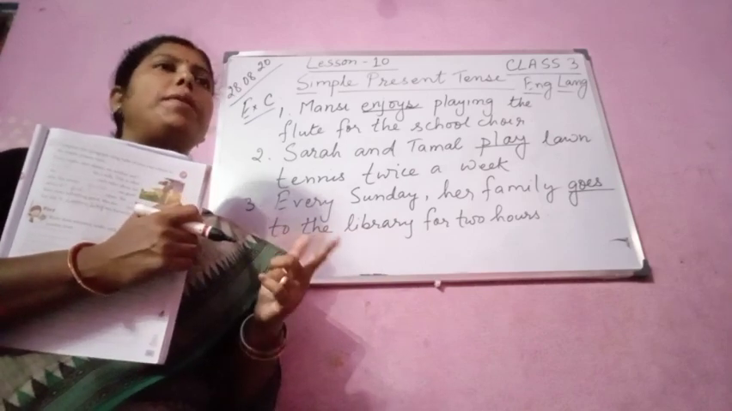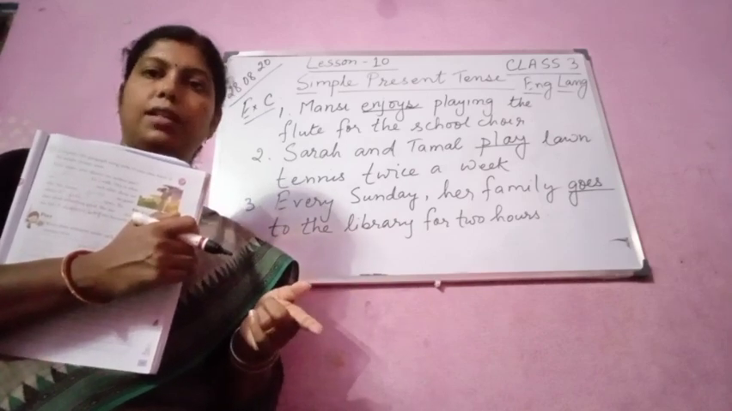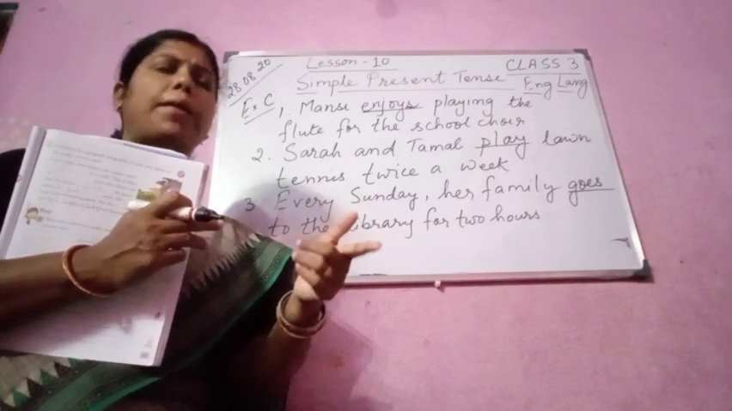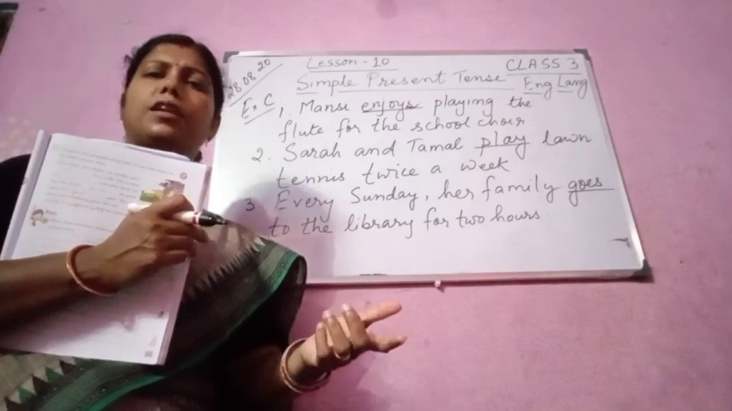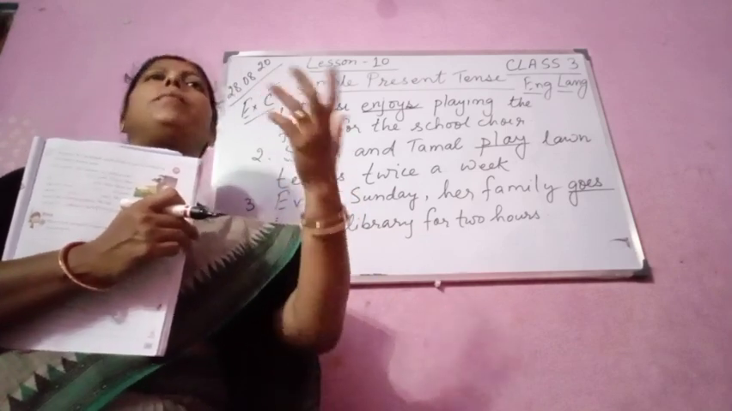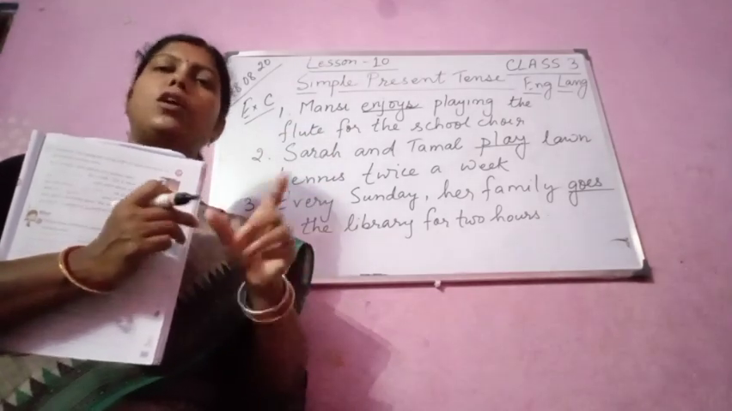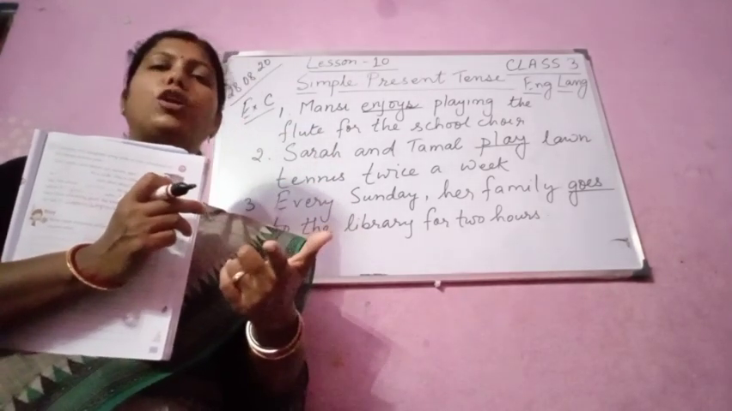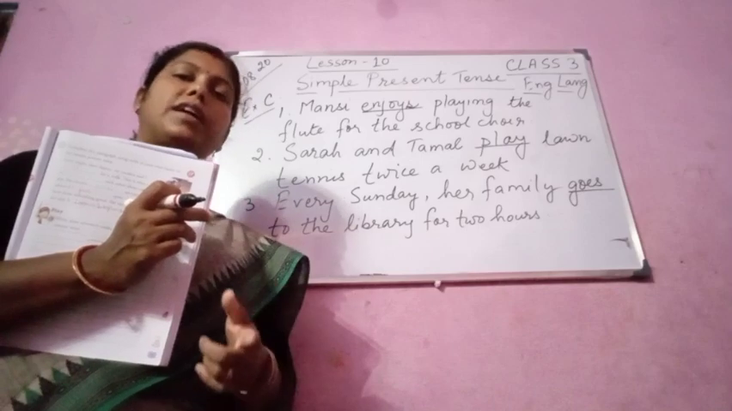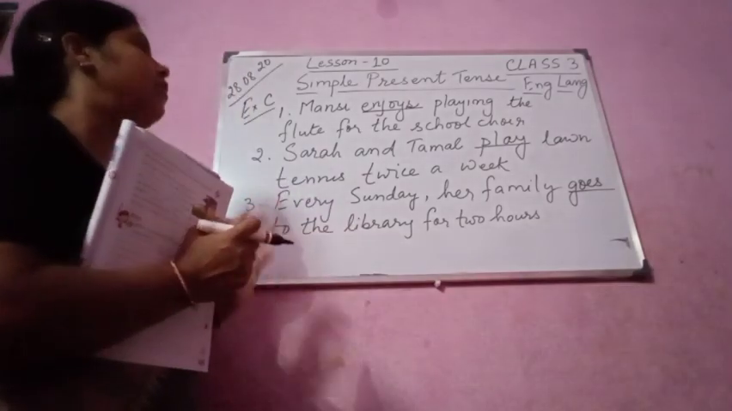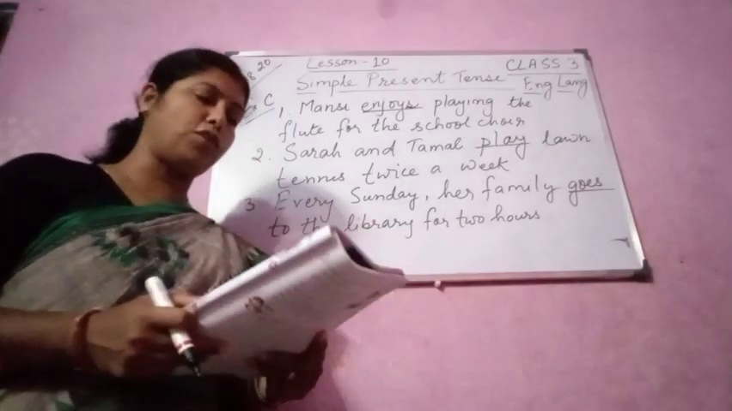Now you say, how many members are there in your family? That means, whose family? Your family. We are talking about a singular person. Okay? If I am asking you, how many members are there in your family? Means, I am talking only about you, your family. So, we will consider it as singular. Okay? Every Sunday, our family goes to the library for 2 hours.